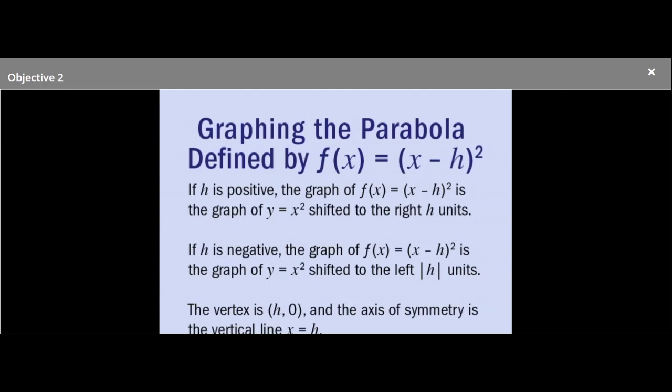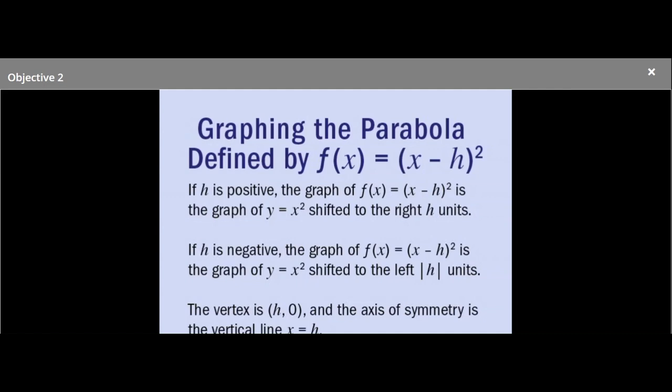If h is positive, the graph of f of x equals (x minus h) squared is the graph of y equals x squared shifted to the right h units. If h is negative, the graph of f of x equals (x minus h) squared is the graph of y equals x squared shifted to the left the absolute value of h units.